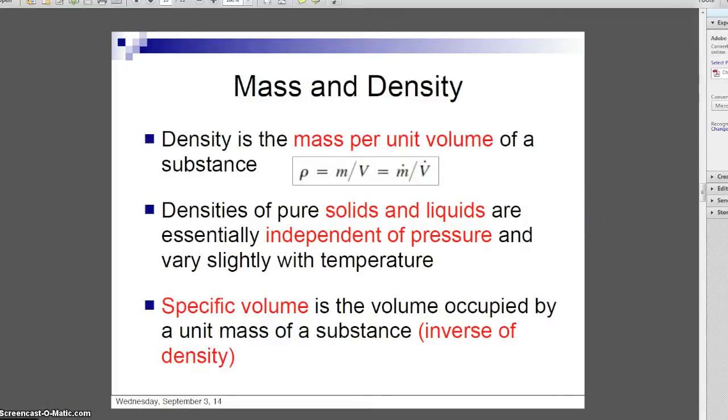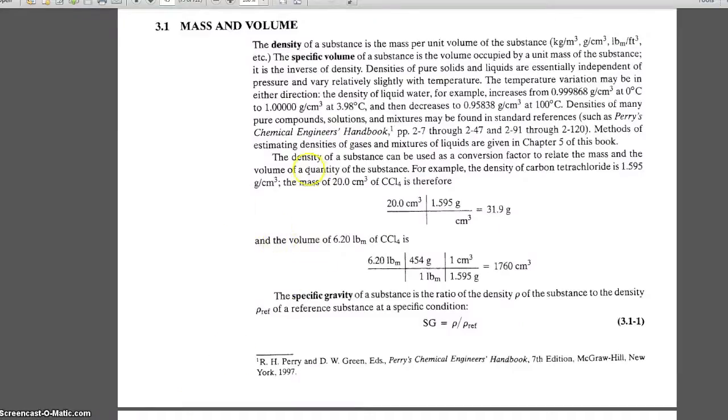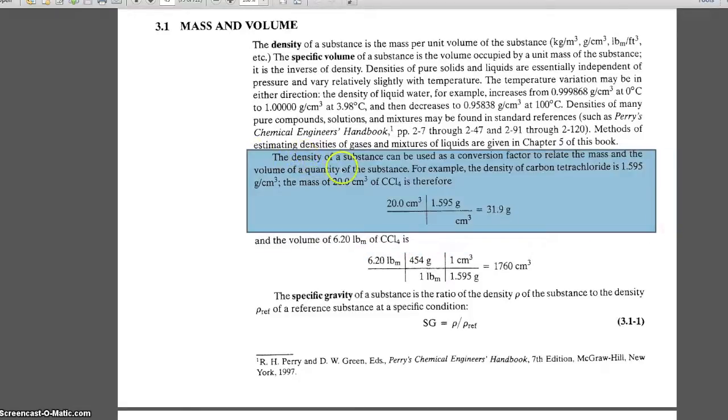And let's look at an example. The density of a substance can be used, don't forget about that. For example, the density of carbon tetrachloride is 1.595 gram per cm cube. Find the mass of 20.0 cm cube of this carbon tetrachloride.